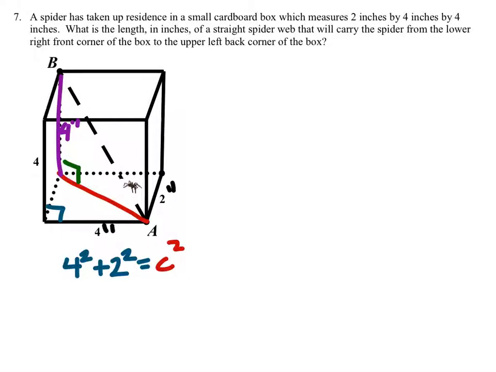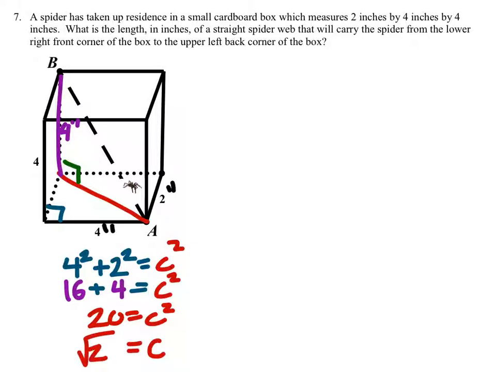So this is to figure out the value of that red line, which is part of that right triangle, which is now 3-dimensional going back into the box. So let's go ahead and square those up. Now I've got 16 plus 4 equals c squared, which when I combine, I get 20 equals c squared. Now when we square root these, that gives me just the length of that, which is the square root of 20. Now I could simplify that, but I'm not going to worry about that right now.